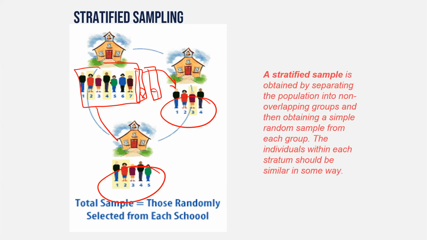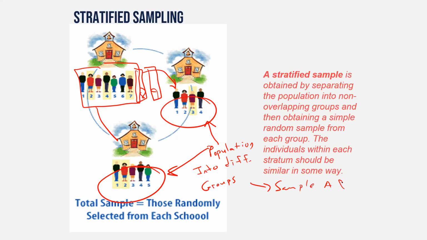So you can take your population and split it up into non-overlapping groups. And then from every single group, you would sample a few people. So you split the population into different groups, and then you sample a few people from each group. That's one way to collect what would be called a stratified sample.